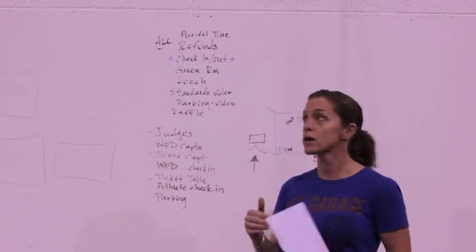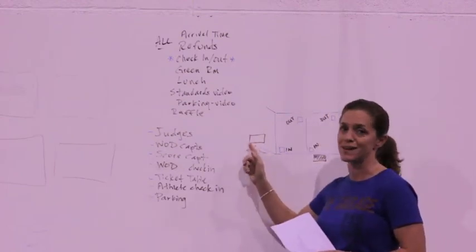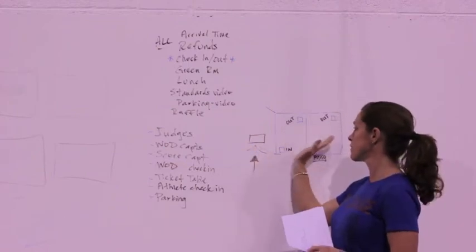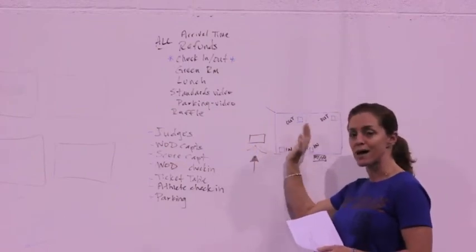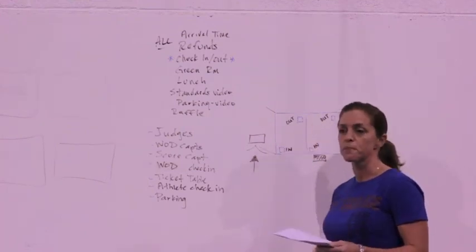Okay, so when you get there, you're gonna check in with me. When you come in through the parking, you're gonna come right in the front door. I'm gonna be sitting at that desk. You guys are going to be working your way over here to the right side. There's four basketball courts here. This is where the competition is going to be.